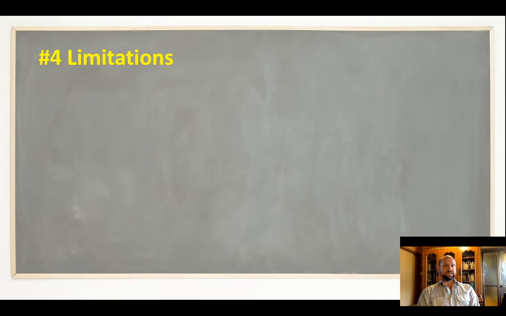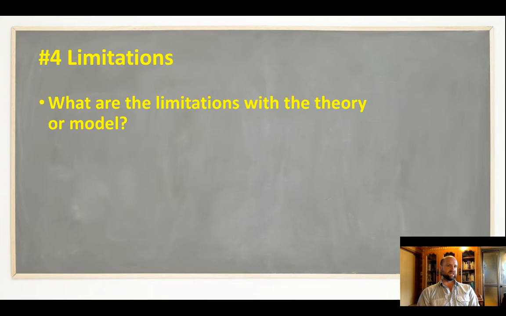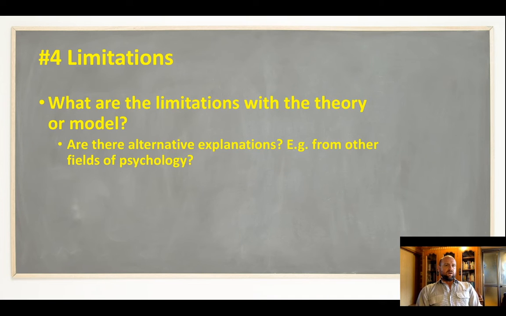And finally we get to limitations, right? So we've got the evidence and the applications of the strengths. Now we go, but hang on, are there limitations? And one of the things you can look for is whether there are alternative explanations.